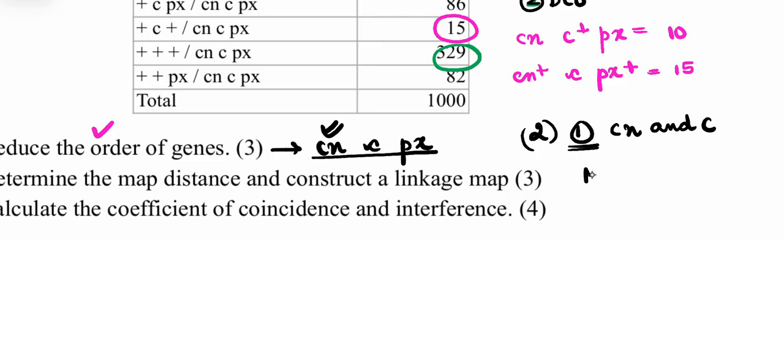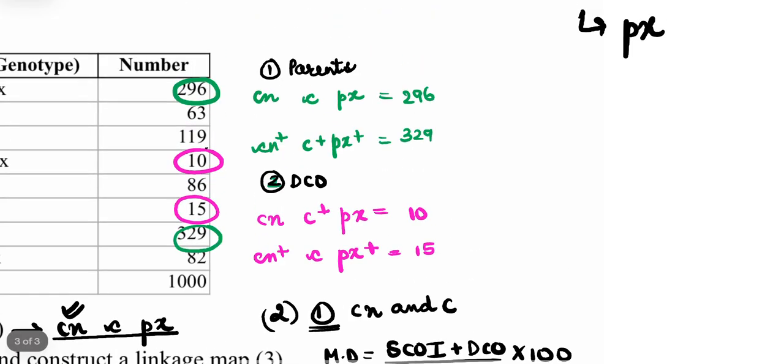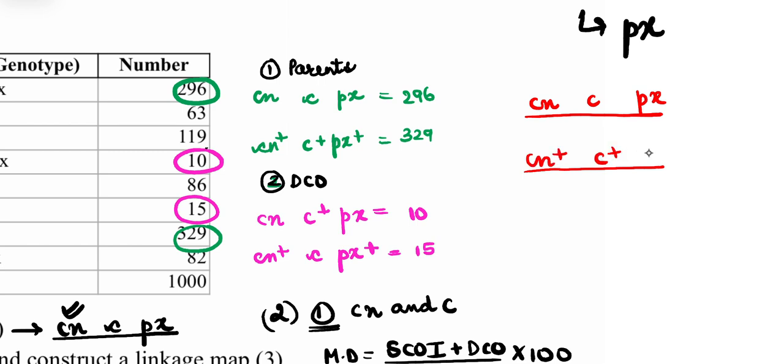So the formula is: the map distance is equal to the number of single crossovers 1 plus double crossovers, upon total, into 100. That is its formula. Now you have to identify who all are single crossovers in the above data. See, what you need to do is you got your gene order, it was CN, C and PX. Now in this gene order, write your parents. Your parents were these two, so they have already been written. The work is very easy for you right now because the question is simple. So it is CN plus, C plus and PX plus.